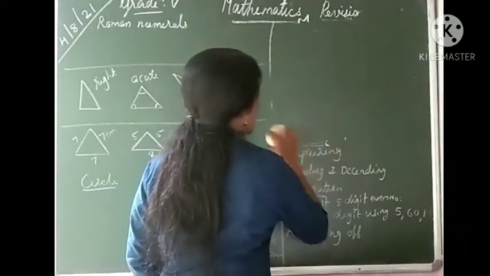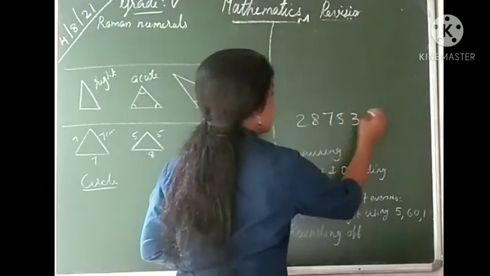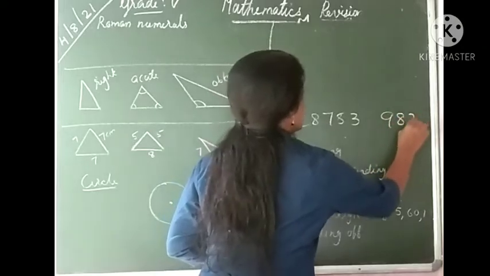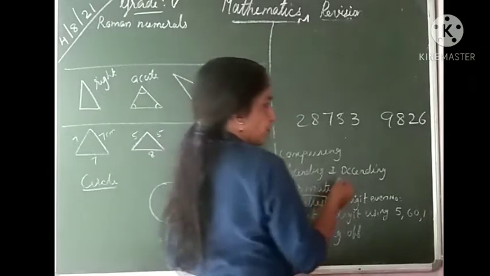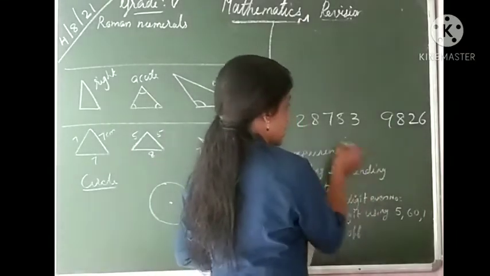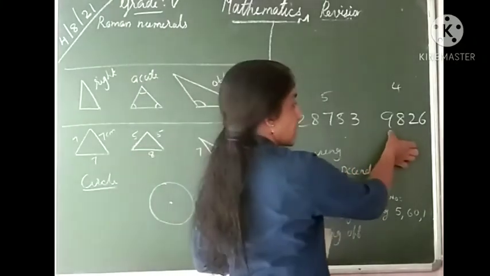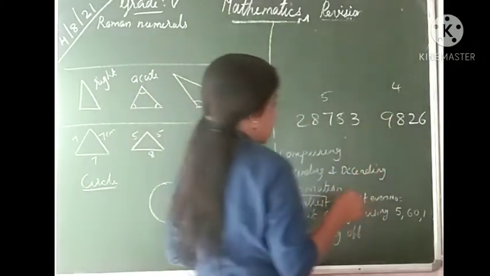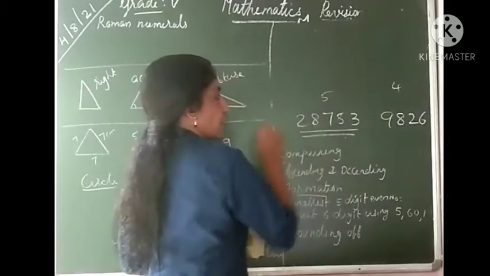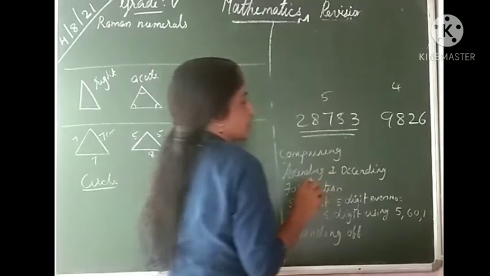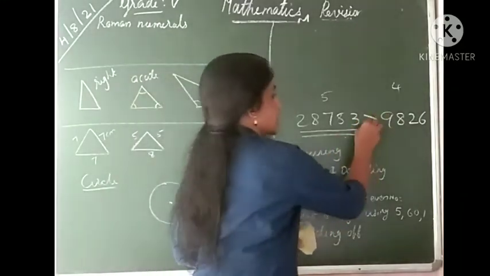Now, next one is comparing. How can we compare the numbers? If 2 numbers are given, 28753 and 9826, which one is greater? This is a 5-digit number and this is a 4-digit number. This one is starting with a 9, but first you have to check the number of digits. Here 5-digit and here 4-digit. A 4-digit number is always smaller than a 5-digit number, therefore this one is greater.